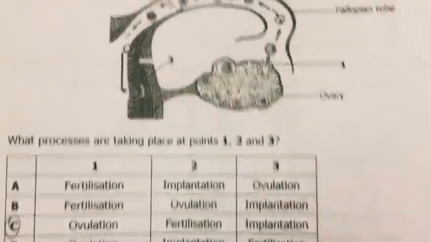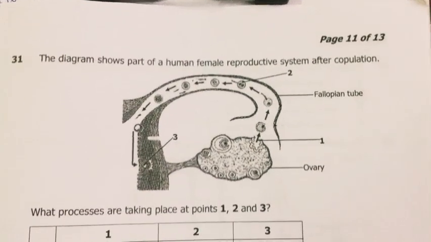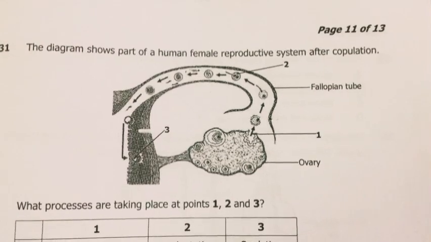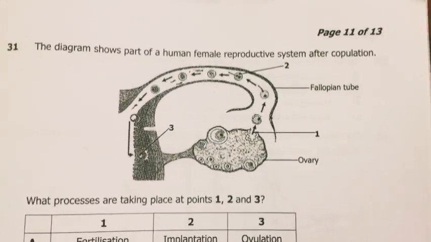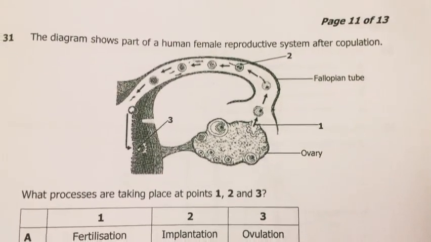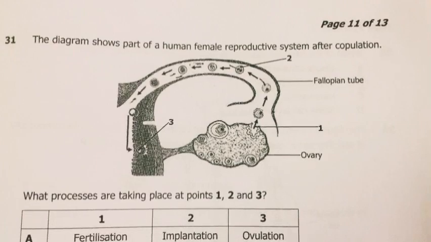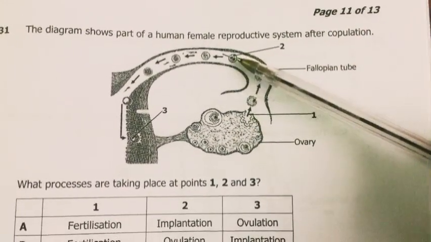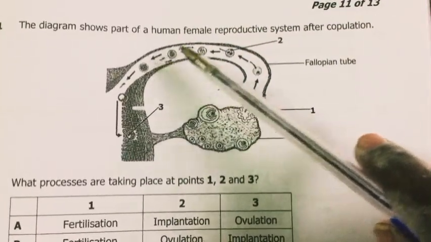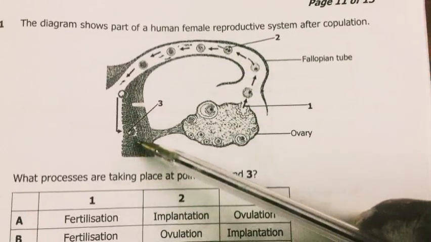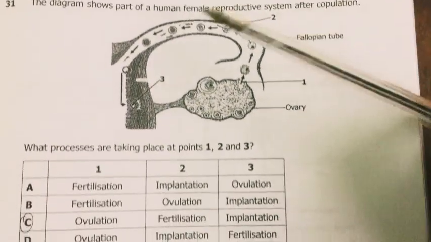I get to the next question, which is within reproduction, grade 12 work. 31. The diagram shows part of the human female reproductive system after copulation. Copulation is sexual intercourse, in other words. What processes are taking place at points 1, 2, and 3? 1, this is ovulation. 2, this is fertilization, because there's a sperm cell here. They come and, fertilization here. You can even tell there's a tail here. Then 3, that's implantation. Even before you look at the answer, you can tell what's going on there.